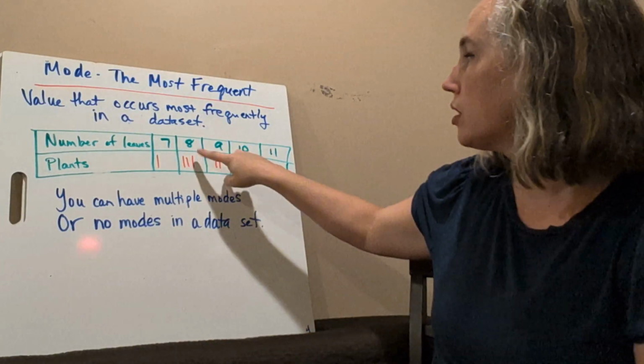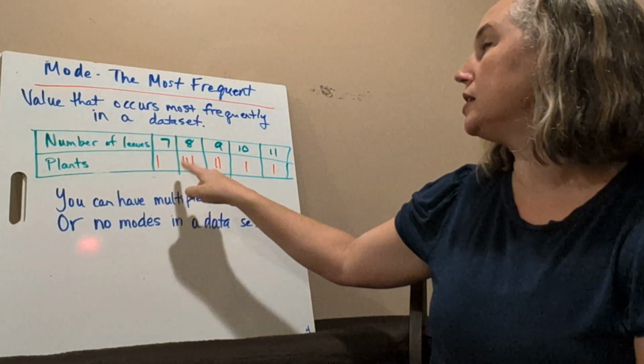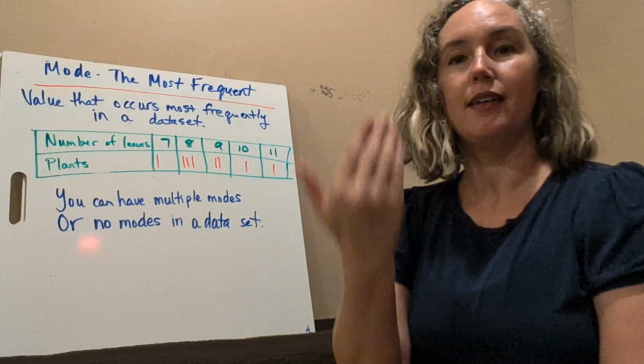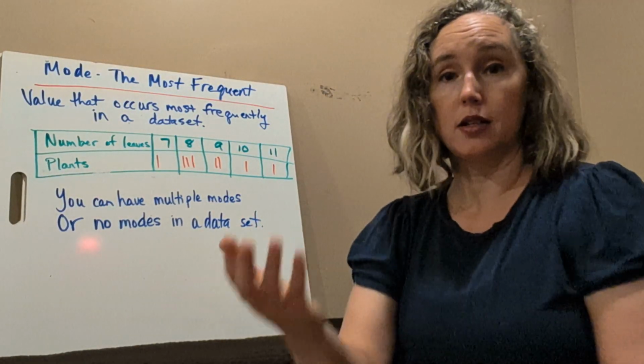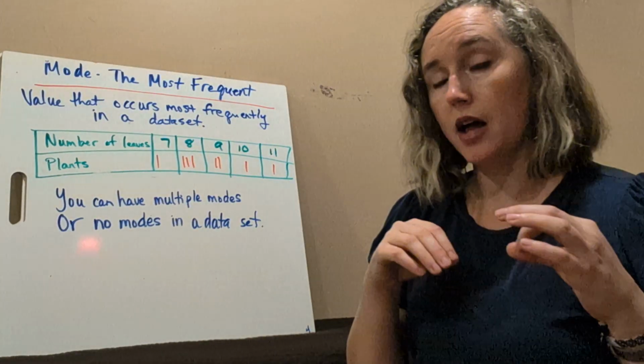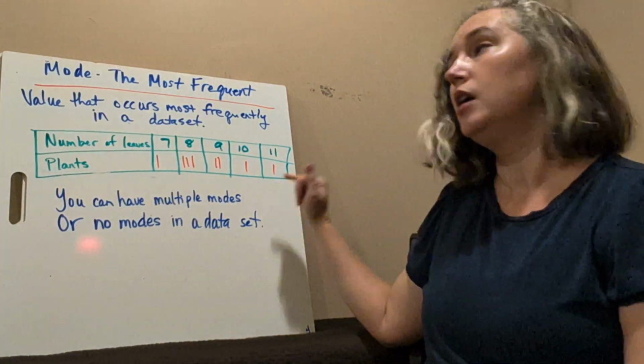In this case, 3 plants had 8 leaves, and all the others had 2 or 1. So 3 plants had 8. 8 is the mode of the data set. Now we have to remember, mode's a little different than the others because you can have multiple modes.